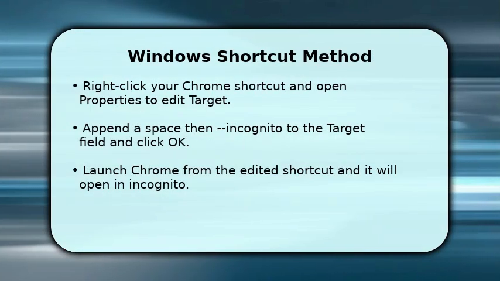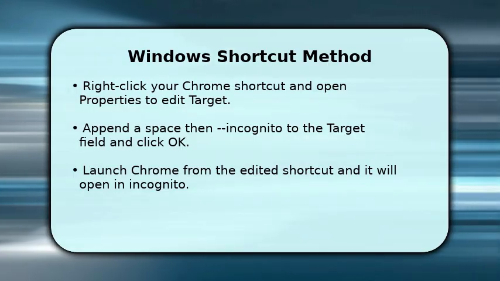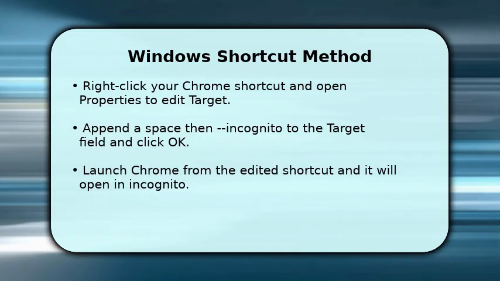Right-click your Chrome shortcut and open Properties to edit Target. In the Target field, you will see the path in quotes to Chrome.exe. Click after the final quote, type a space, then add Incognito. Click Apply and then click OK to save the change.